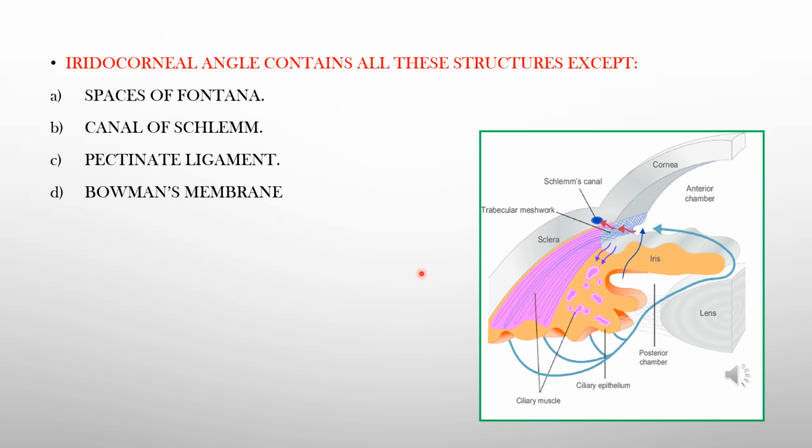Okay, right, exactly. It doesn't contain the Bowman's membrane, as the Bowman's membrane is part of the cornea, the second layer of the cornea under the corneal epithelium.